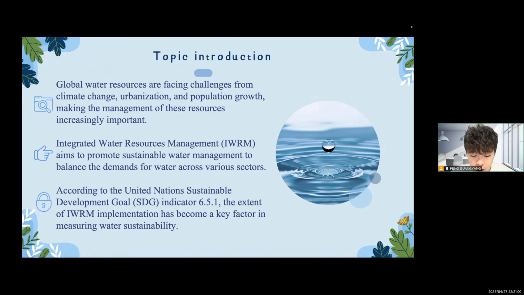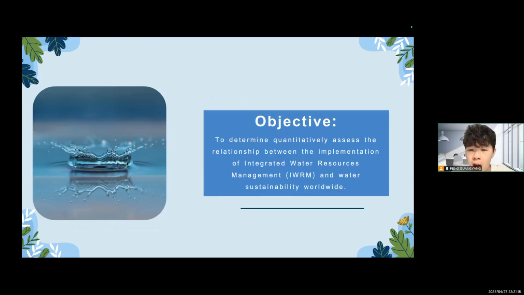This paper evaluates the impact of IWRM implementation on global water sustainability indicators and quantifies the relationship between IWRM implementation and water resources management outcomes. The objective of this paper is to quantitatively assess the relationship between the implementation of integrated water resources management and water sustainability worldwide.